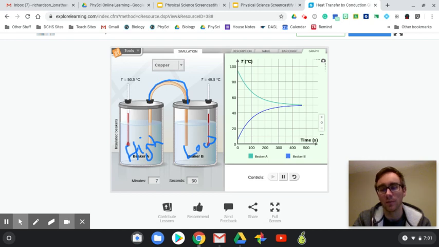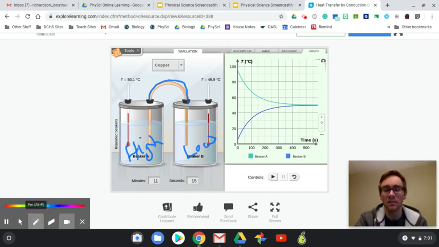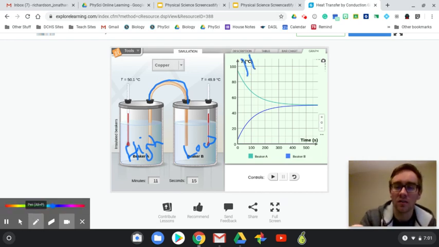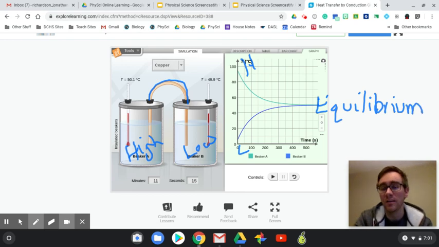This is a lab we would have probably done in class, but sadness. So we can see here that we started with the high energy and the low energy, and they ended up going into what we call equilibrium. They try to balance out.